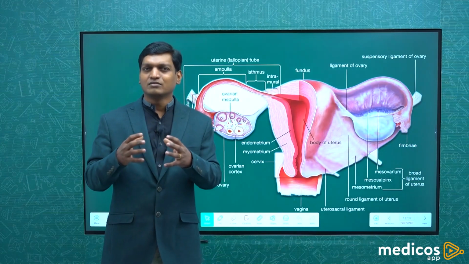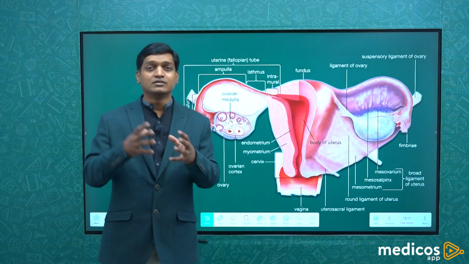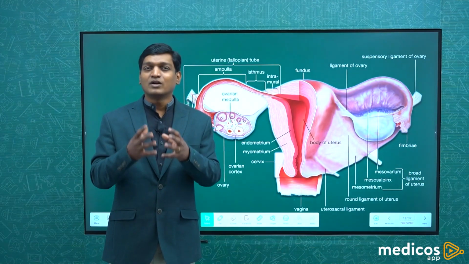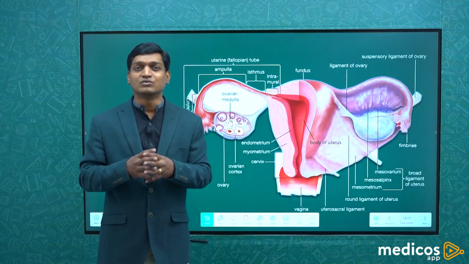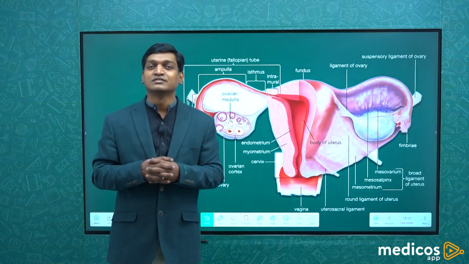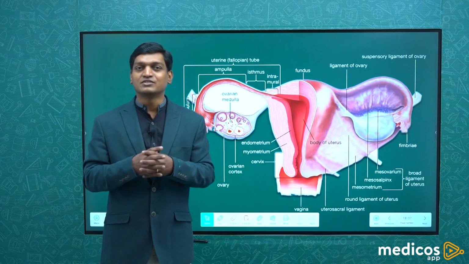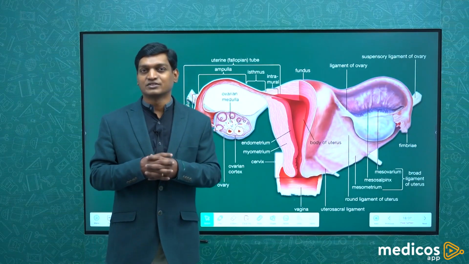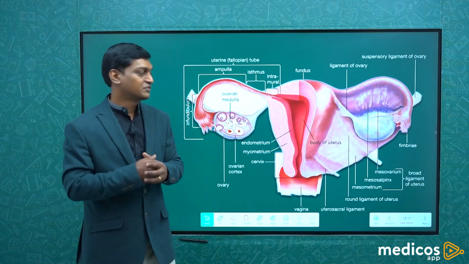Then why do you need to know all this? Because you are going to study in the clinical area, you are going to know what is prolapse of the uterus, what is myoma of the uterus, fibroid, what is endometriosis. So these are the conditions you can understand after studying about the uterus. Okay, first normal, then you can understand the abnormal things.